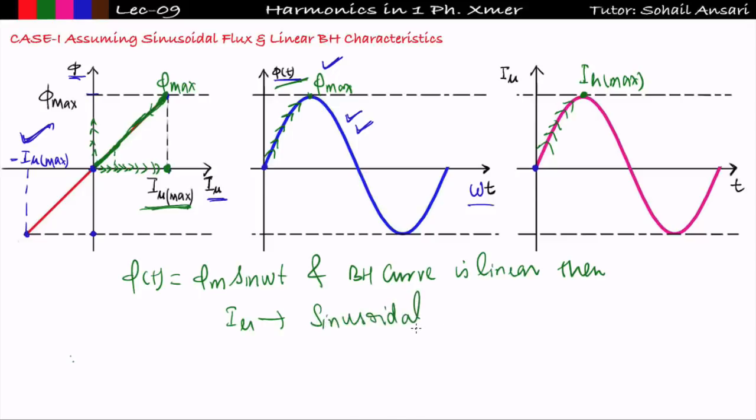So how can the question be framed? The question can be framed like this. At no load, for a transformer having sinusoidal flux and assuming linear BH characteristics, what will be the waveform of the magnetizing current? Option A, it is flat topped. Option B, it is peaky in nature. Option C, it is sinusoidal in nature. Option D, none of the above. So in this case, option C is correct. Got it? So this is the conclusion of case 1.